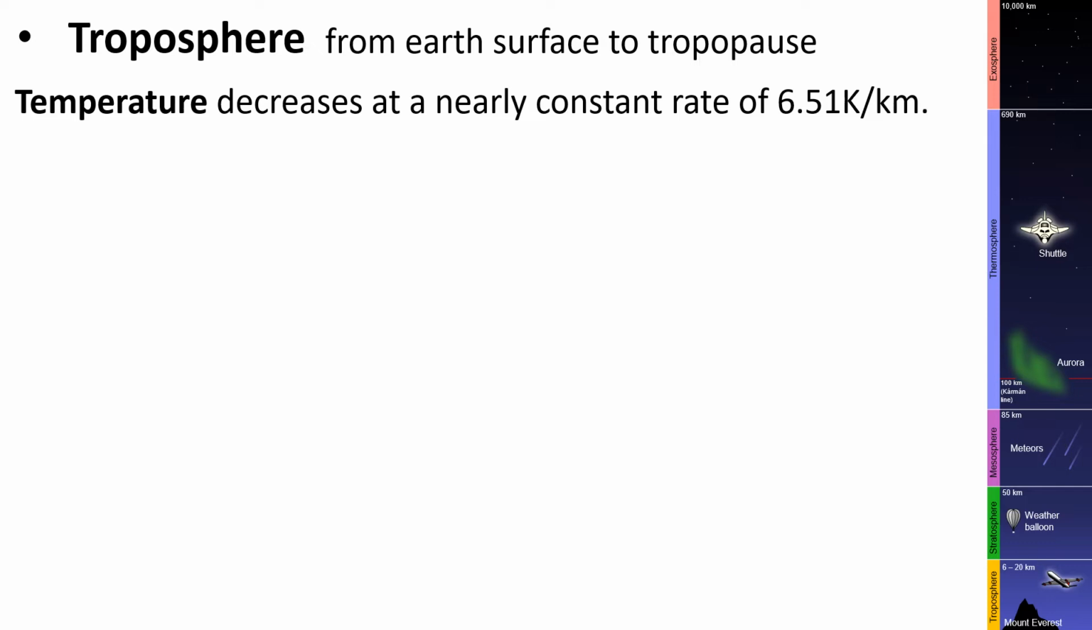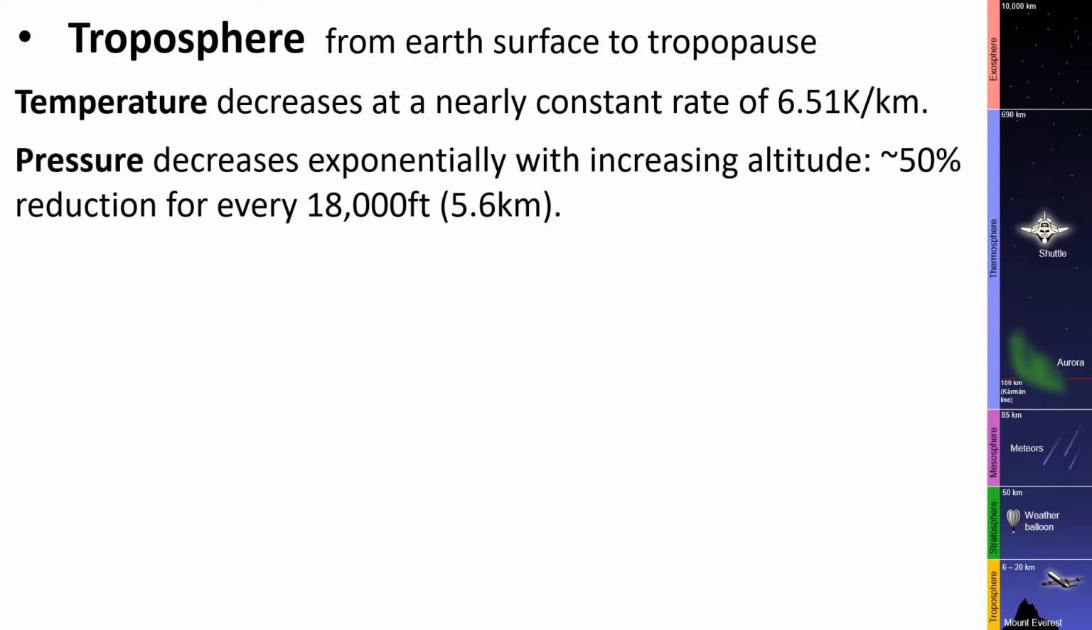So it's a constant rate decrease of the temperature, but for pressure it's different. Pressure decreases exponentially with increasing altitude. Every 18,000 feet or 5.6 kilometers, there is a 50% reduction in pressure. For example, the altitude of Tibet is about 5 kilometers, so the pressure over there is about 50% of the pressure we are experiencing. And a lot of people go there and suffer a reaction due to the loss of pressure, right?